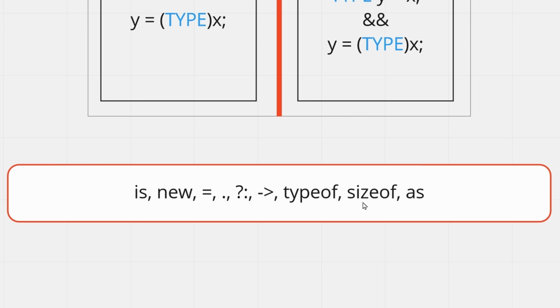So now let's move on to operators which we cannot overload, which are the is keyword and the as keyword, which are fairly new in C#, the new operator, the assignment, the dot to just get the property value of some type, the ternary operator, typeof and sizeof. And why can they not be overloaded?